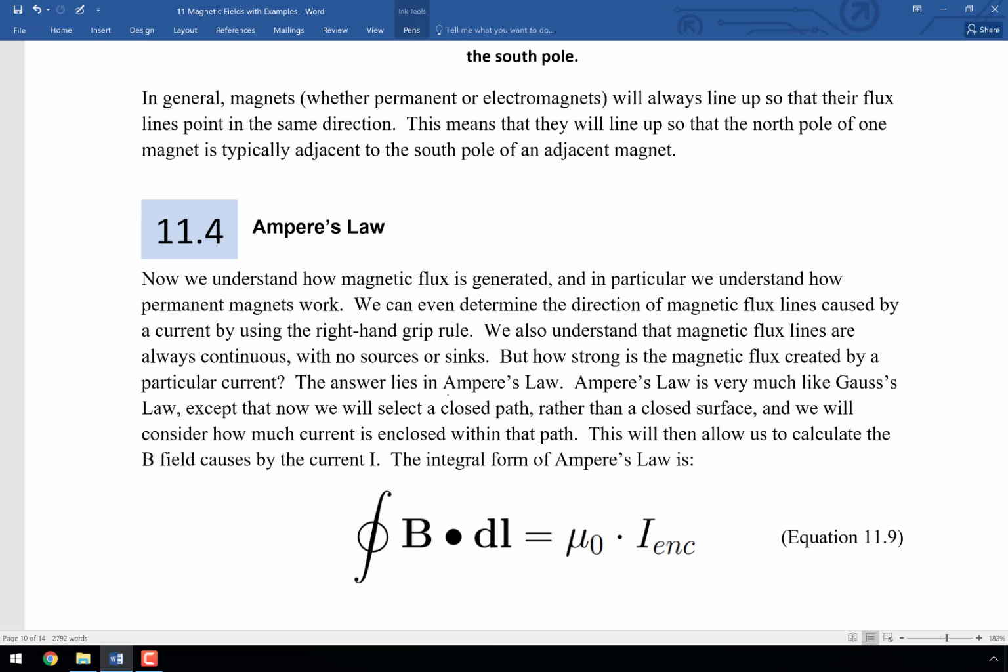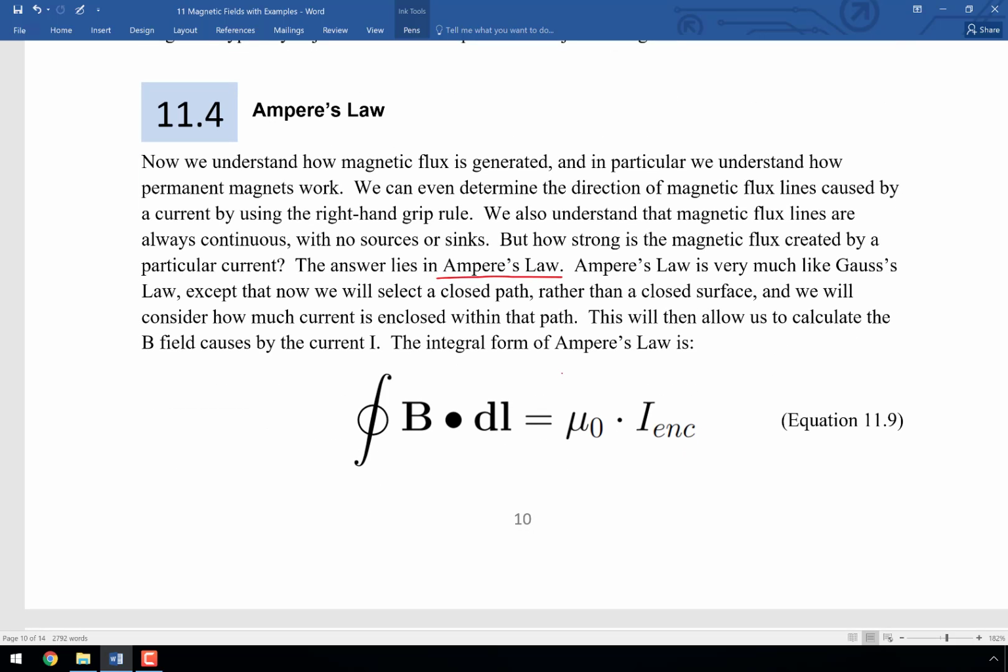And the answer is in what we call Ampere's Law. Ampere's Law is very much like Gauss's law. What we're going to find is that in magnetic fields, there are a lot of things that are very similar to electric fields. And the thing that is similar between Ampere's law and Gauss's law is that both of them involve a closed loop or a closed path integral and determining how much charge or current is enclosed within that closed loop integral. So this is the integral form of Ampere's law.